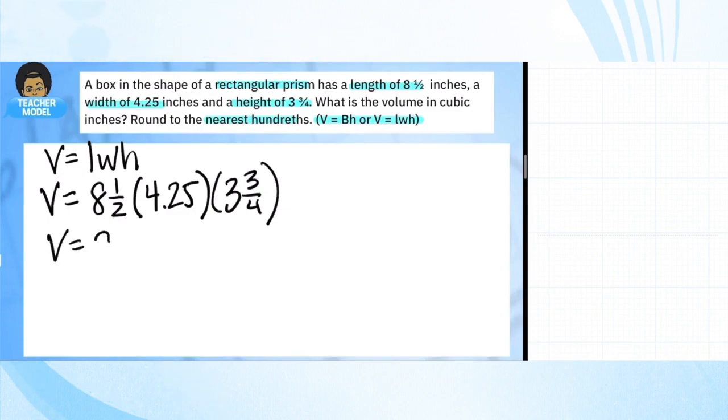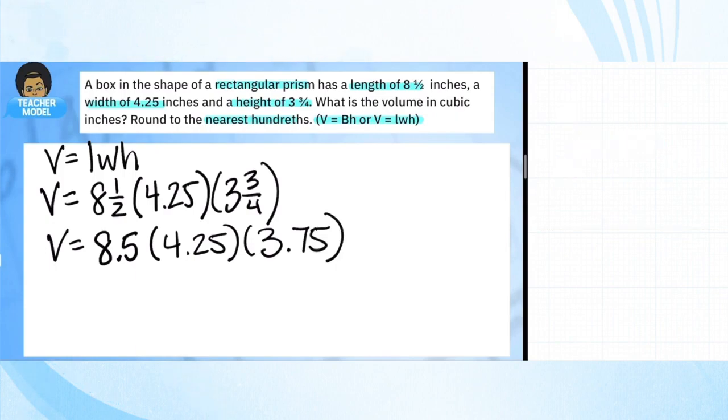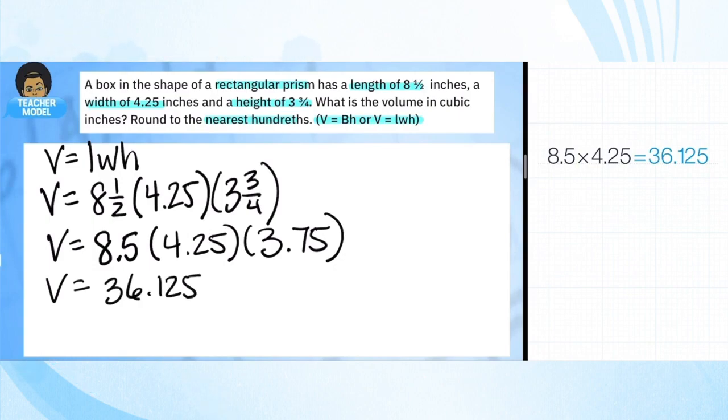So I know 8.5 is 8 5/10. And if you're not sure how, you can just go into your calculator and do 1 divided by 2, and you'll get 5/10. Here's 4 25/100ths, and the last one is 3 75/100ths. And I'm going to start by, again, even though I can write all of these into my calculator, do order of operations and multiply the first two. So 8 5/10 times 4 25/100ths is 36 125 thousandths.